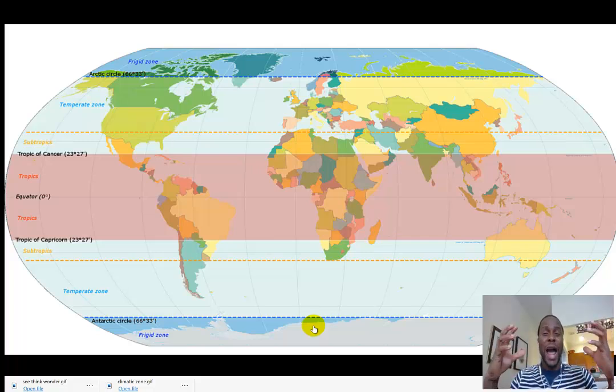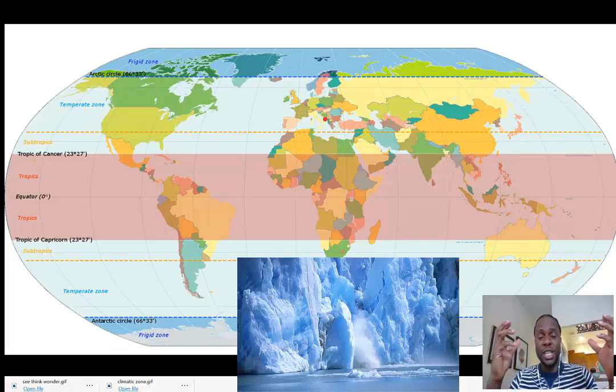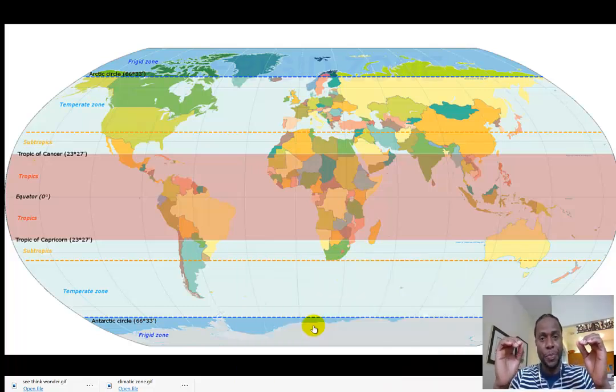Temperatures are low because, remember, as you move away from the equator towards the pole, the amount of heat decreases as well. Because there's not enough heat there, the areas in that region get frozen. Because of that constant freezing of water and glaciers, some scientists call this region the frigid region.